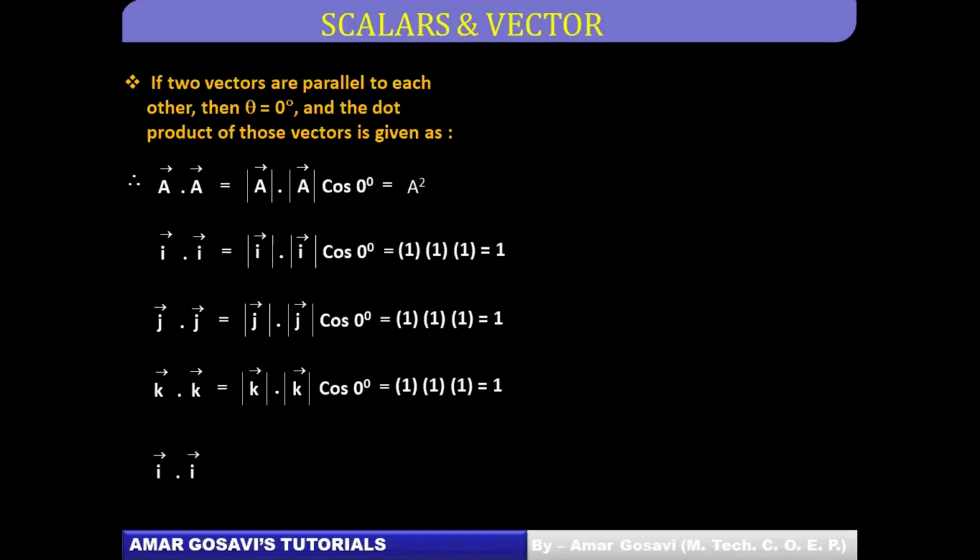So in general, if I want to establish a relationship between these operations, I can say i cap dot i cap is equal to j cap dot j cap, which is equal to k cap dot k cap, which is finally equal to 1. This is the situation if two vectors are parallel to each other, that means the angle between the two vectors is 0. The dot product results are on the slide. Please make a note of this. Let me know once you're done with it, so that I can discuss another case with you.